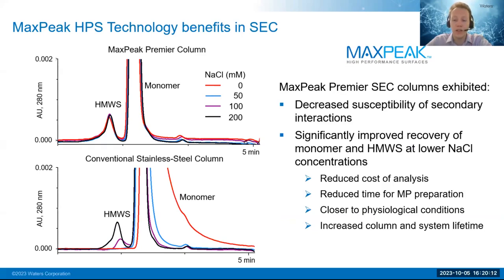For the data set on this slide, we used a base 100 millimolar sodium phosphate buffer and incrementally increased the salt concentration from 0 to 200 millimolar. From the chromatograms, we can see that the Premier column has significantly improved recovery of the monomer and the high molecular weight species at lower salt concentrations, which reduces the cost of analysis, the time for mobile phase preparation, increases the column and system's lifetime, all while closely matching physiological conditions.